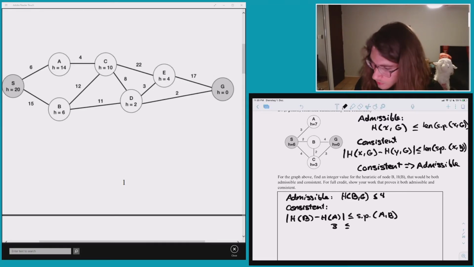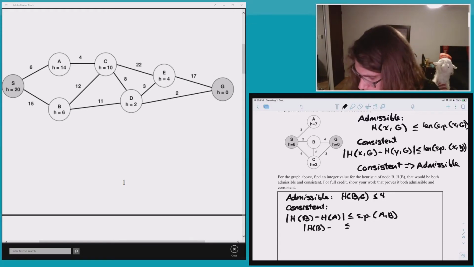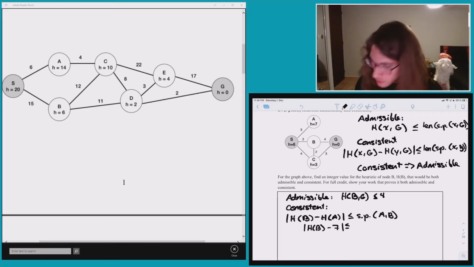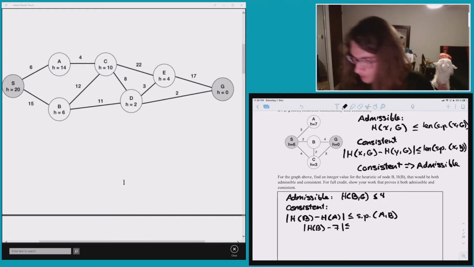And that should give me the inequality, well, let me clarify, h of b minus, what is heuristic of a, 7, is less than or equal to, what's the shortest path? 5.